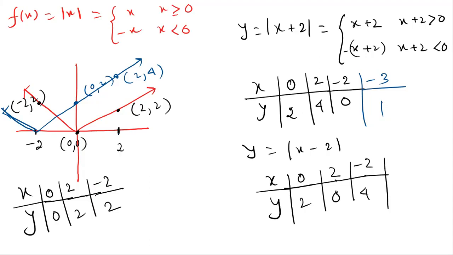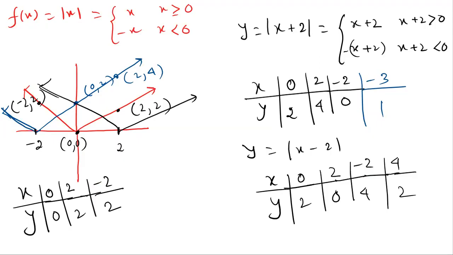After 2, let me take a value more than 2. If you take 4, this will be 4 minus 2, which is 2. So the graph will be like this. And it will cut the y-axis at 0, 2. Right? This is the graph of mod of x minus 2.